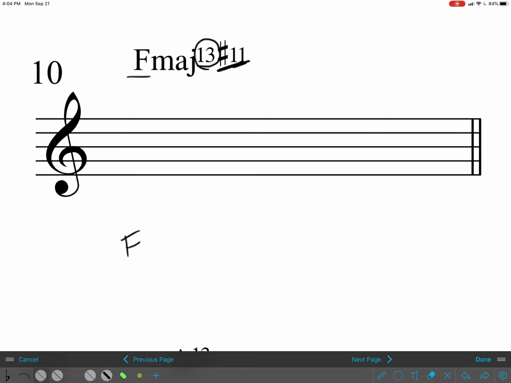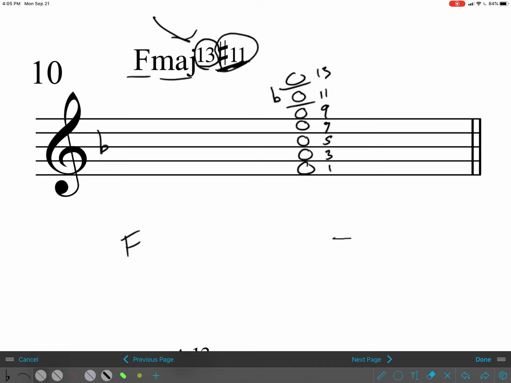So we're going to ignore the 11th for now, but we're going to put in all of our notes. So that looks something like this. 1, 3, 5, 7, 9, 11, 13. Okay? So this is an easy one again because it's a major chord. So we're just going to put in the key signature, which is a B flat. That goes right there. That's my B flat. And now let's look back at this. Our chord goes up to the 13th, so we're good to go for that.